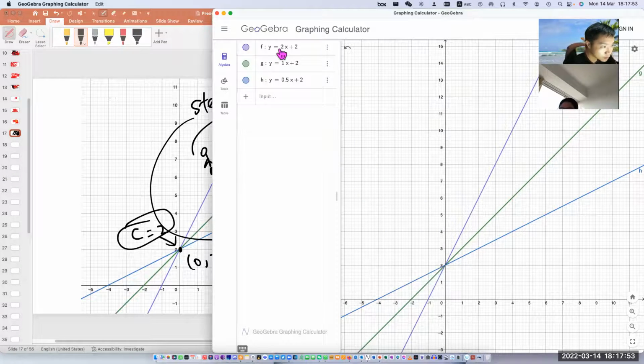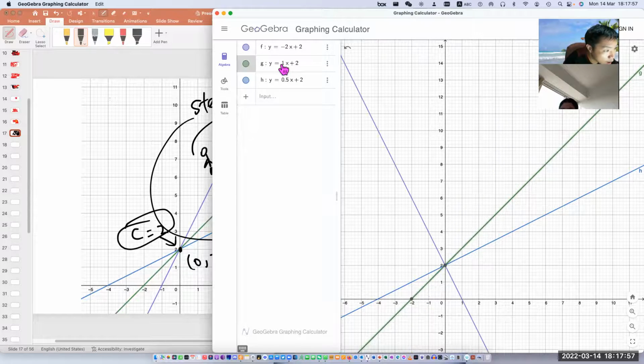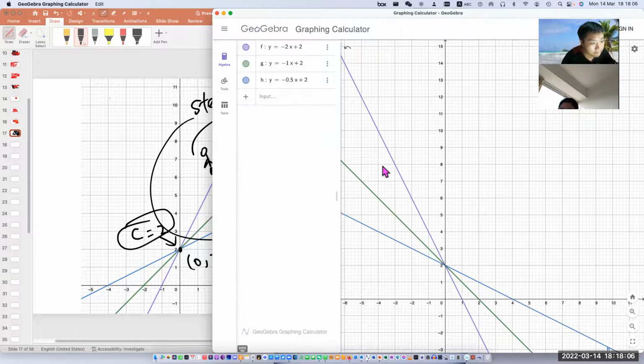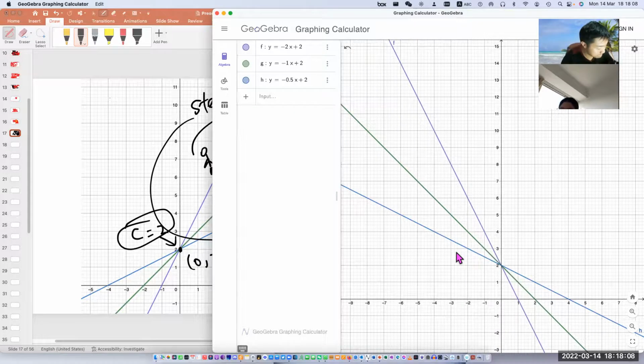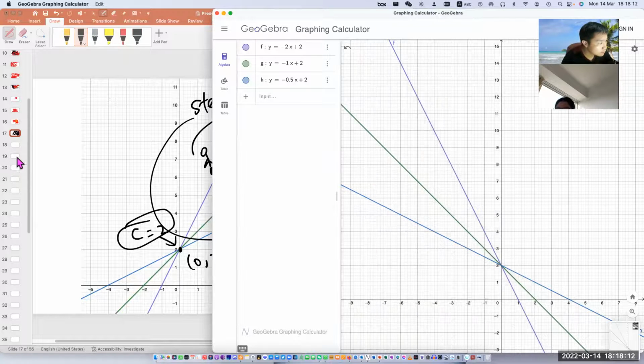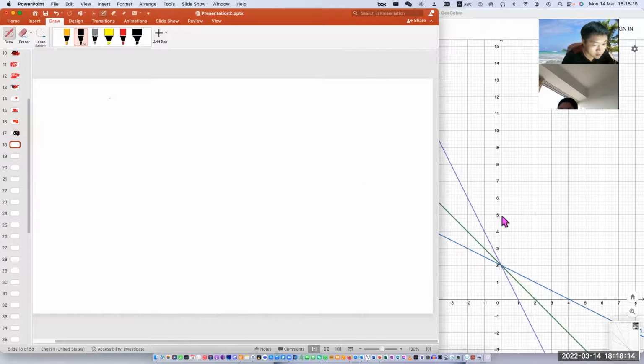Okay. Next. What about negative gradient? So let me just change it to negative gradient. Negative 2. Negative 1. Negative 0.5. So what do you see? Let me just get it to the slide. Then you can see.